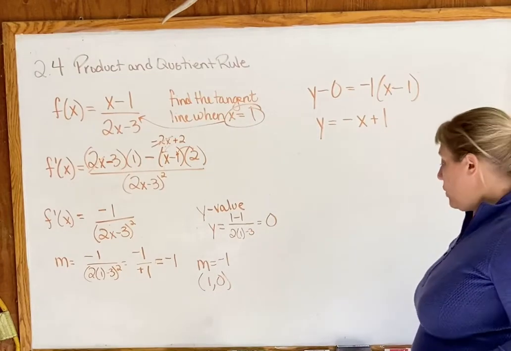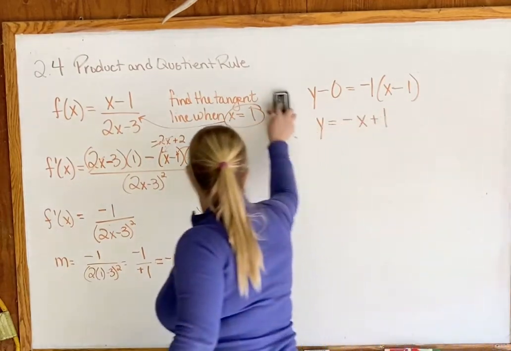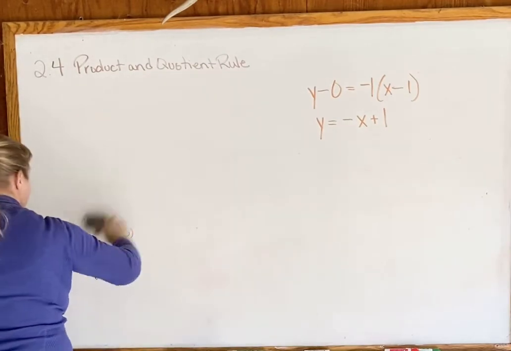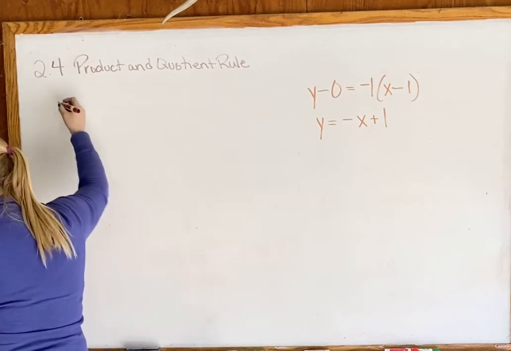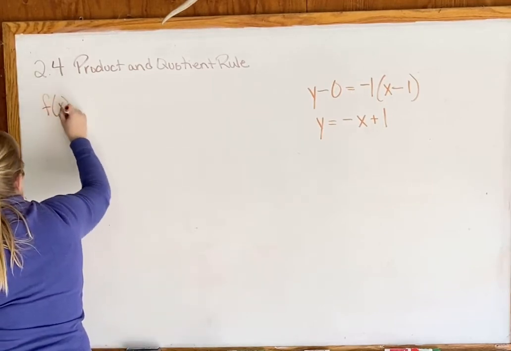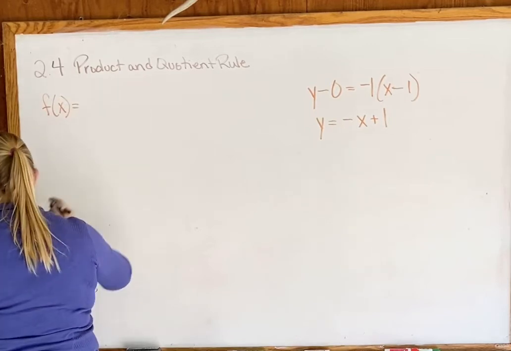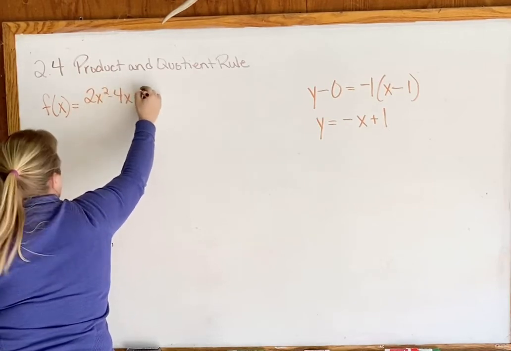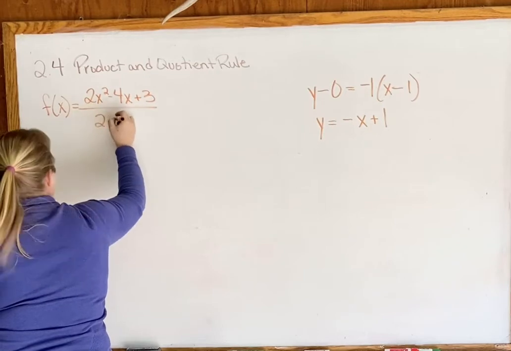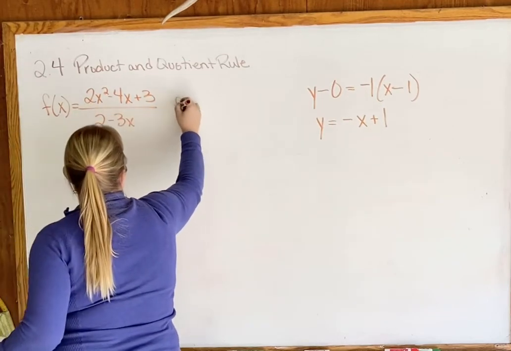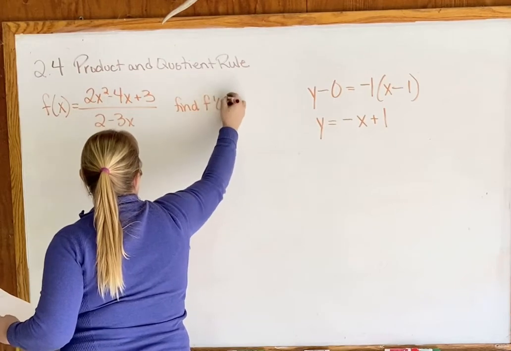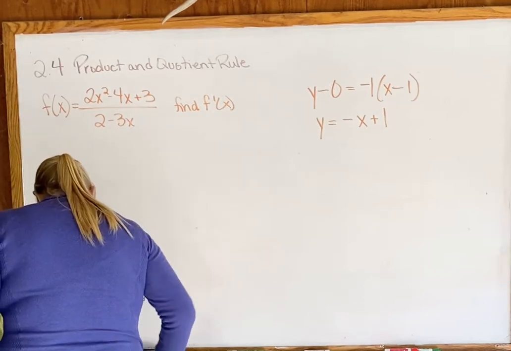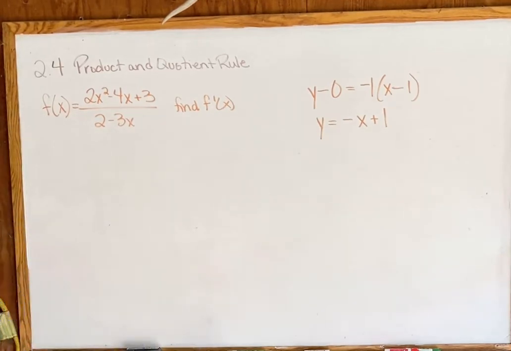So let's look at another quotient rule. Sorry about that. You can push pause and write this down if you need to. This time we're just going to find the derivative, none of the extra work. So let's say that f of x was 2x squared minus 4x plus 3 over 2 minus 3x, and we just want to find f prime of x. A little bit uglier than the last one.